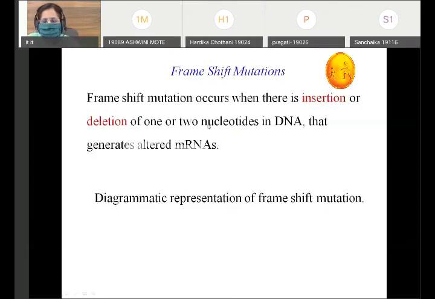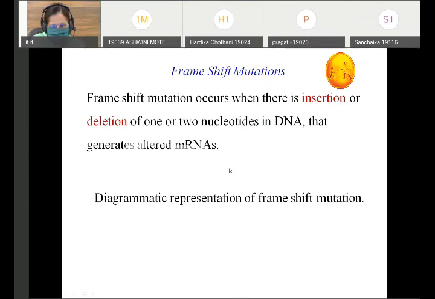So this is the second type of mutation, which is called frame shift mutation. Addition or deletion of one or two nucleotides in DNA may generate altered mRNAs, and this altered mRNA leads to the formation of an altogether different protein than the one intended to be synthesized.